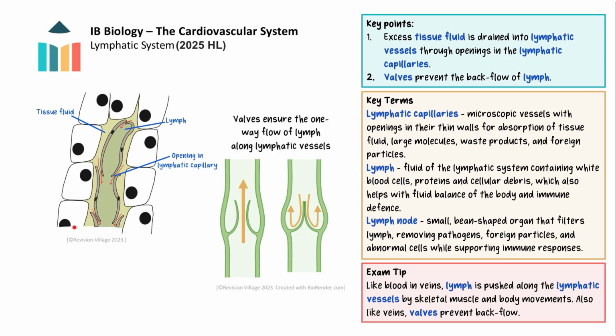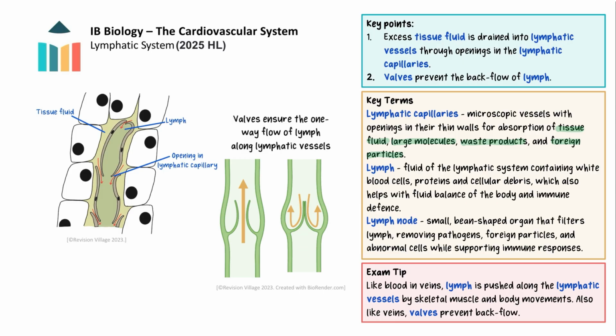Lymphatic capillaries are microscopic vessels that have openings in them that allow the absorption of tissue fluid along with large molecules, waste products and foreign particles. The lymph is pushed along lymphatic vessels by contraction of smooth muscle in the walls and by movement of the body. Like with veins, valves help prevent backflow and ensure the one-way flow of lymph.